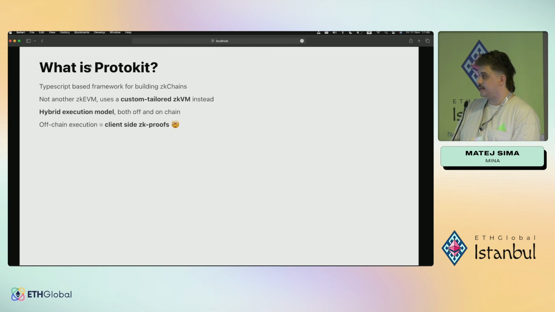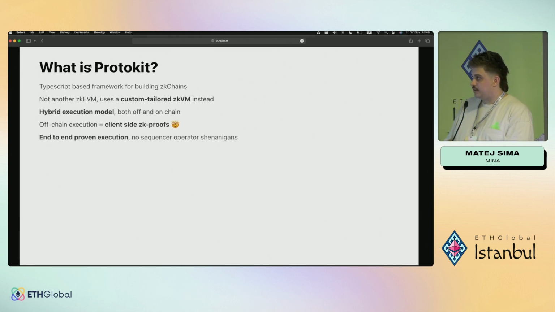Off-chain execution means that you can do client-side ZK proofs. Therefore, all of the rollups are privacy capable or privacy enabled. The execution of the protocol that powers your ZK rollup is end-to-end proven, same as the L1. So if there's a centralized sequencer that's running the protocol for you, you don't have to be worried about the sequencer being malicious because all of the execution is proven exactly as it should be.